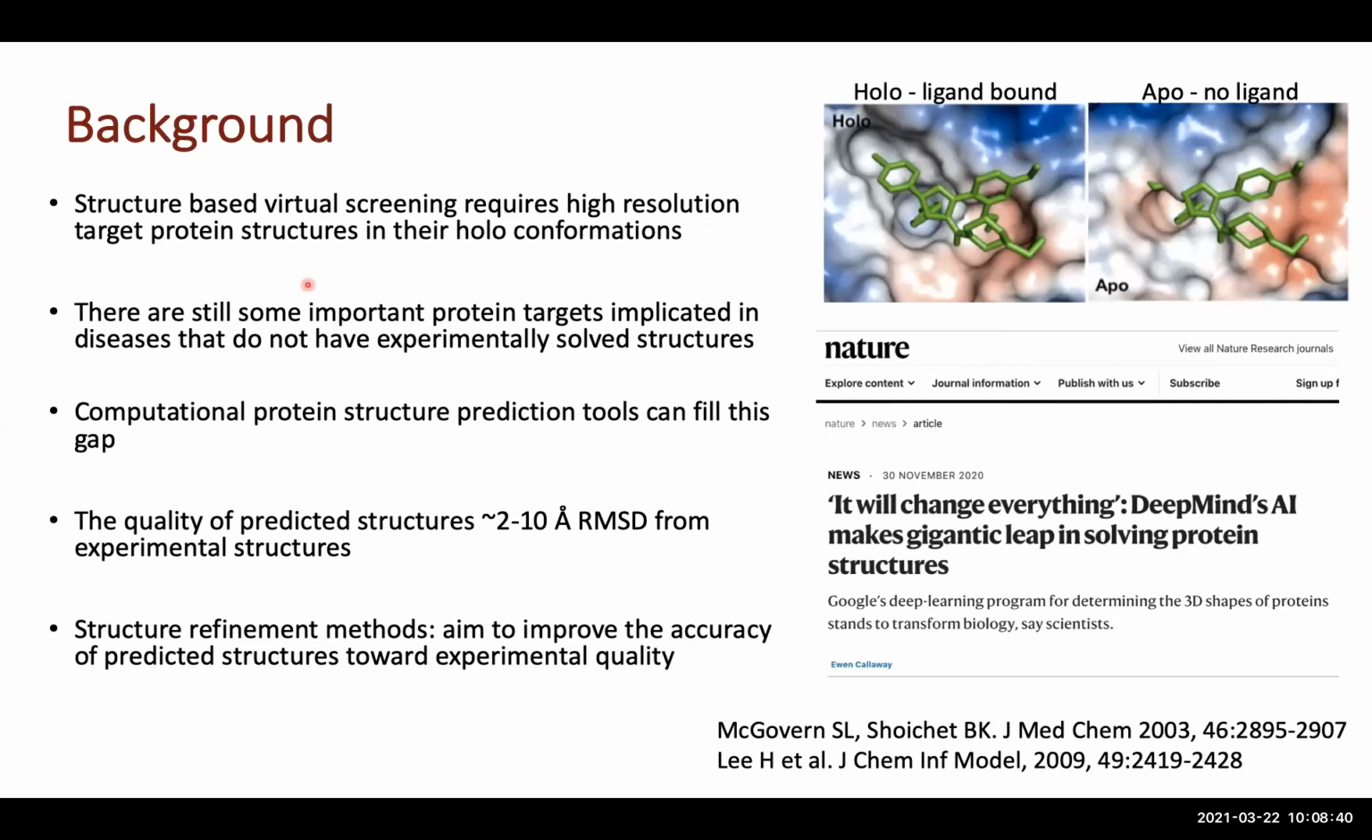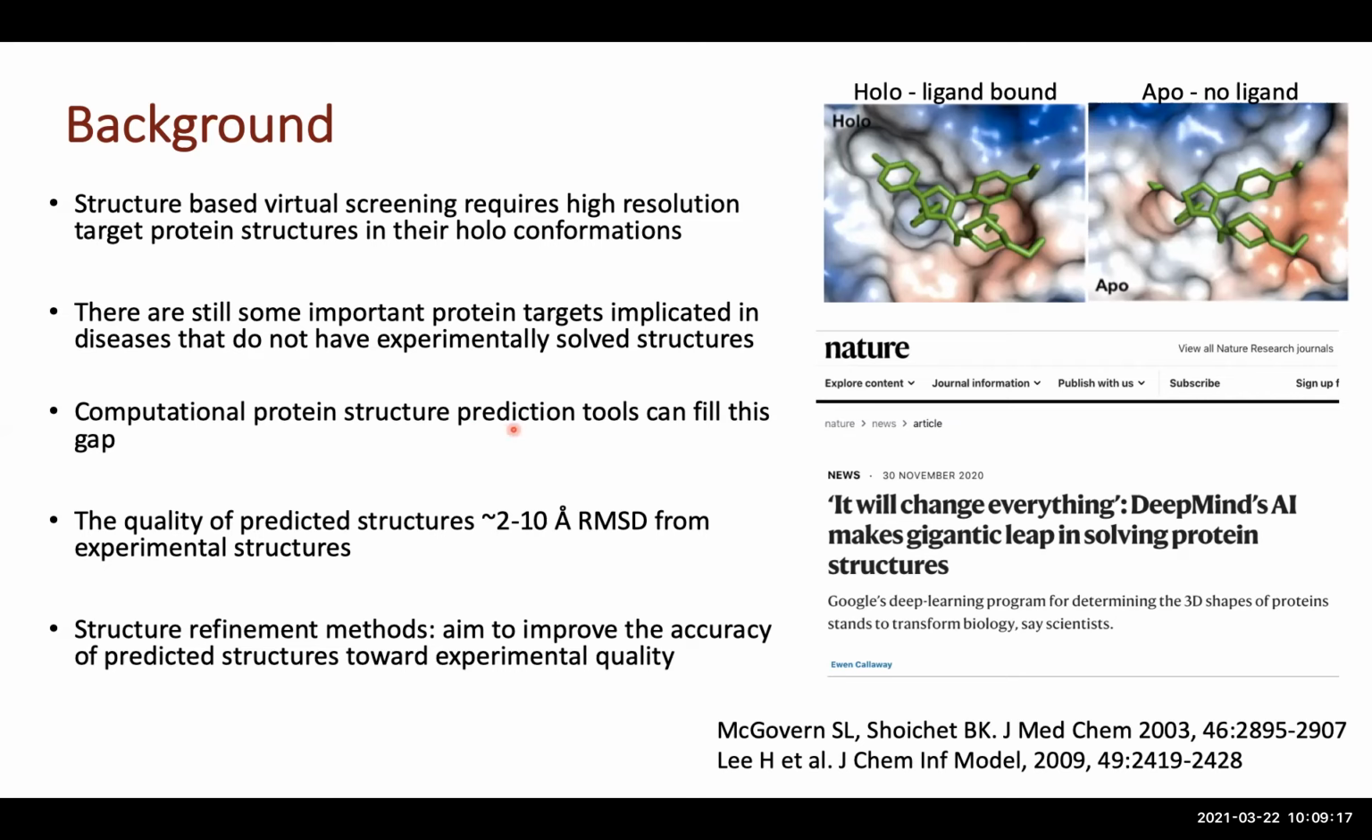We also know that there are a lot of protein structures in the PDB library. There are about 180,000 structures there. But there are still some important protein targets that are implicated in diseases that do not have experimentally solved structures. For example, cysteine protease in Alzheimer's disease. So when you have a problem like this, you can use computational protein structure prediction tools to get a three-dimensional structure of your protein that cannot be experimentally solved.